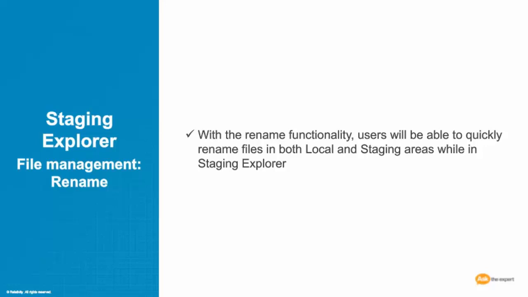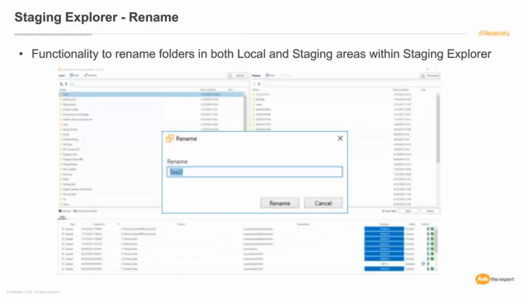We've added the ability to rename files and folders from within the Staging Explorer. This prevents you from having to log into a utility server in order to modify data after you've, say, uploaded it to RelativityOne. So I'll show you a quick screenshot here. You can see that you can rename folders in both the local and the staging areas within the Staging Explorer. And remember that after your environment is upgraded, to download the new Relativity desktop client.